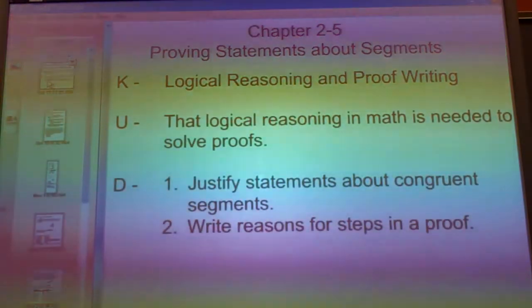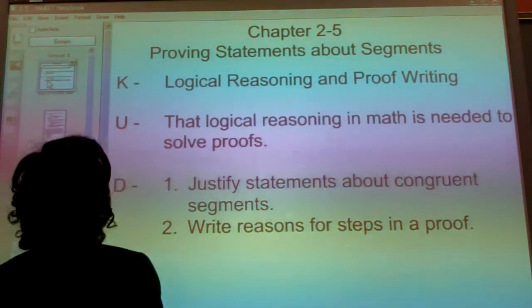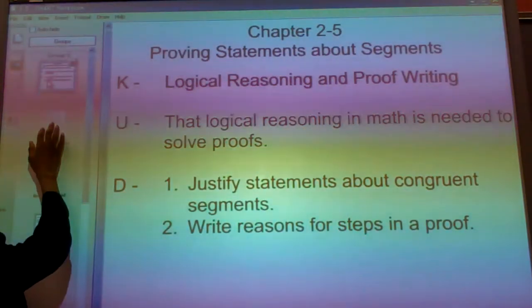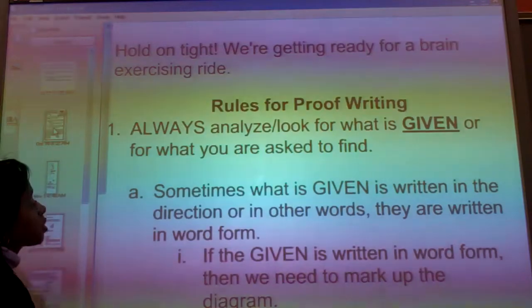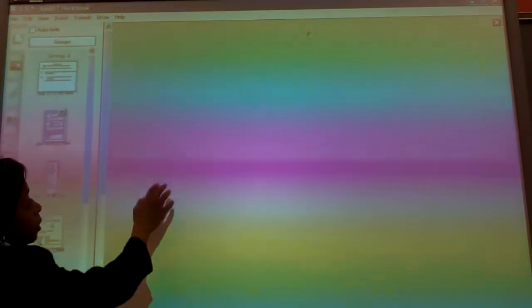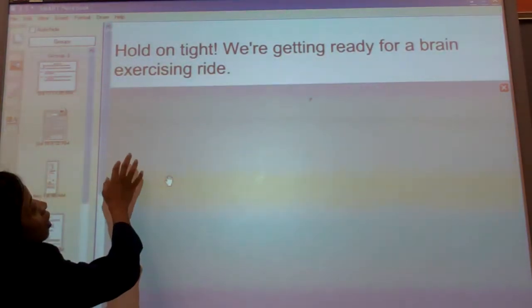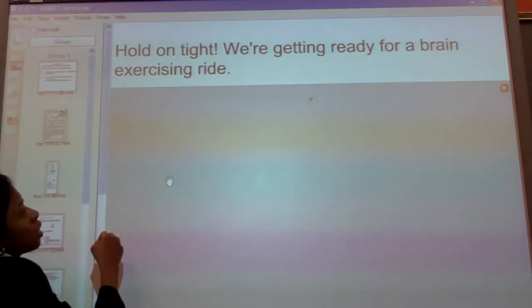This is chapter 2-5, proving statements about segments. Please copy your codes. All right, people, this is going to take us for some brain exercise, do proof writing. You need to get your pens and paper ready. You're going to really need to put your thinking caps on. Got a lot of work to do.